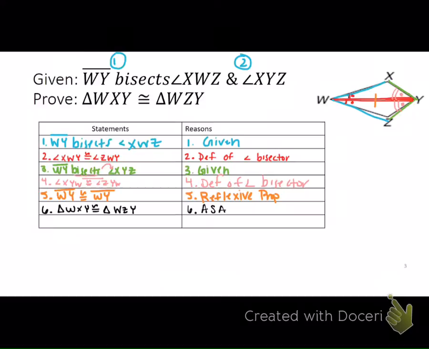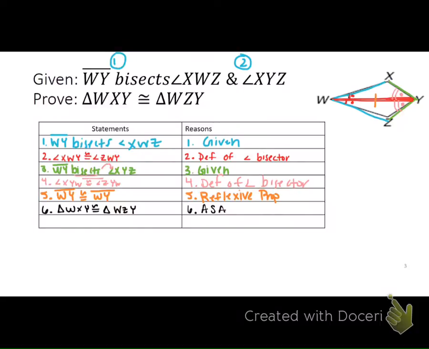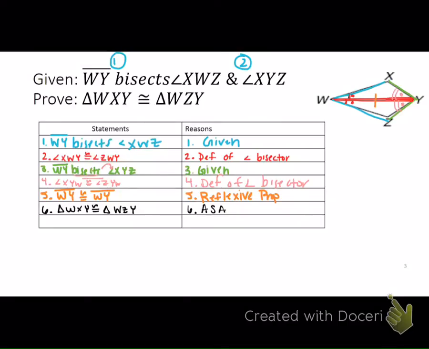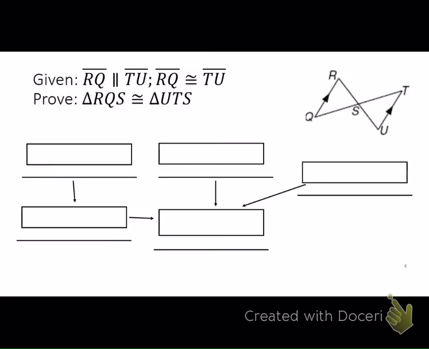All right, so let's look at a flowchart proof next. All right, so first of all, it tells us RQ is parallel to TU, and RQ is also congruent to TU. So which one of these boxes is going to be our prove statement? The bottom middle one right down here.